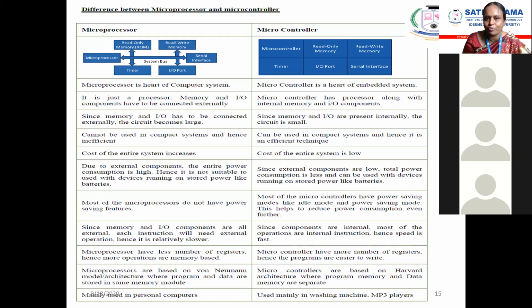More number of registers means bank registers. For example, one bank has 8 registers, and they have 4 banks, so totally how many registers? 32 registers. So the bank registers alone have 32 registers. So more number of registers are there, which means our programming will be much easier for us.